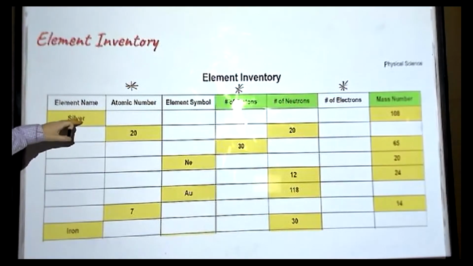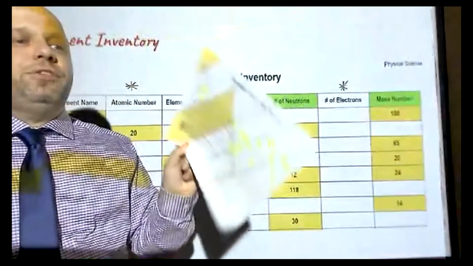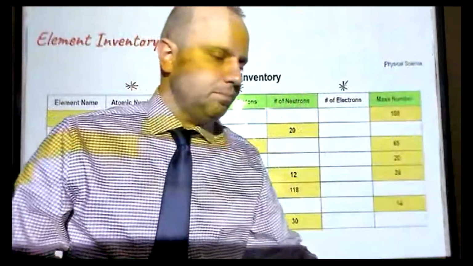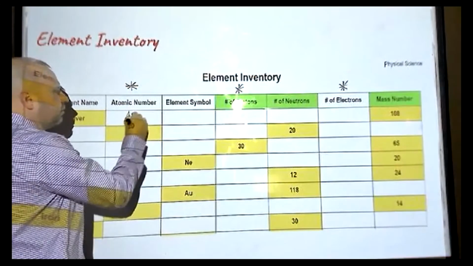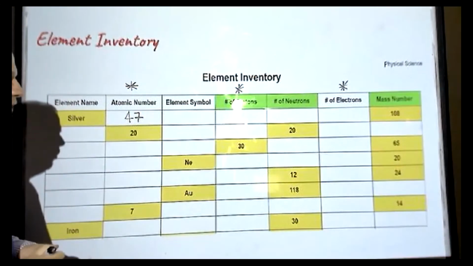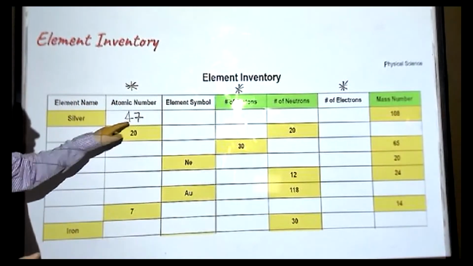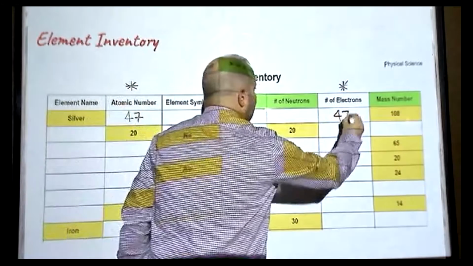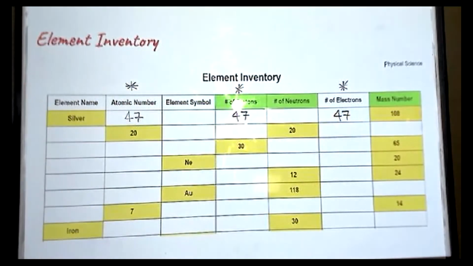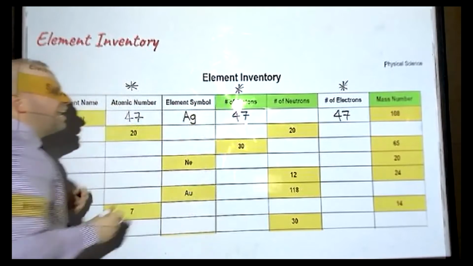So for the element silver, I'm going to go to my periodic table. I'm going to find where silver is on the periodic table. And we find out that it is number 47. So silver is element number 47. Once you know this number, you can put that in all three spaces. The symbol for silver is Ag.